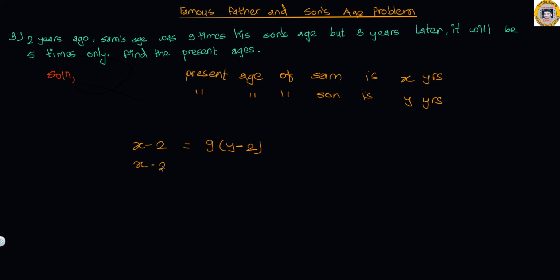x minus 2 equals 9y minus 18, or x minus 9y equals negative 18 plus 2, which would be negative 16. This is equation 1. Similarly, another condition is that later it will be 5 times only, 3 years later.